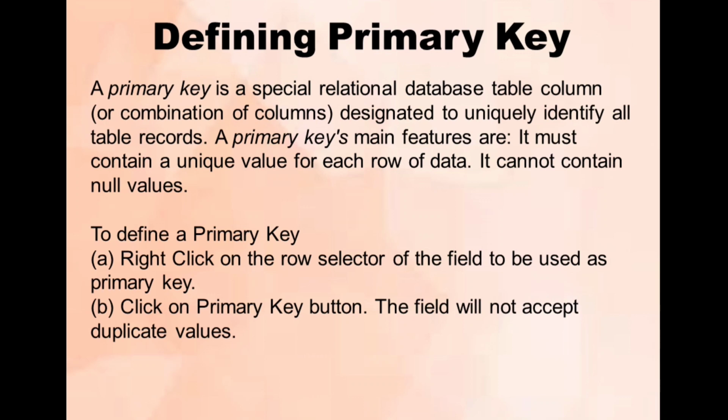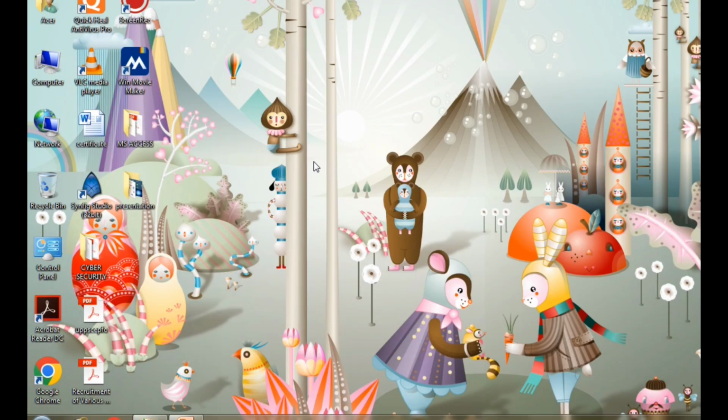To define a primary key, just right click on the row selector of the field to be used as primary key, and the second step is to click on the primary key button. The field will not accept duplicate values. I will show you practically how to define a primary key. I will tell you how to open MS Access. First, click on the start icon.